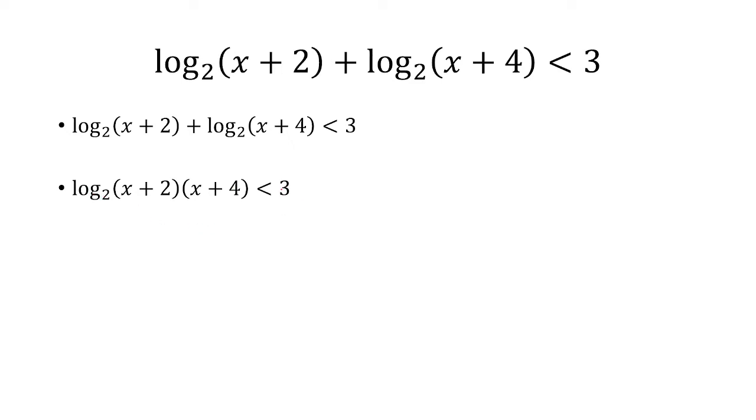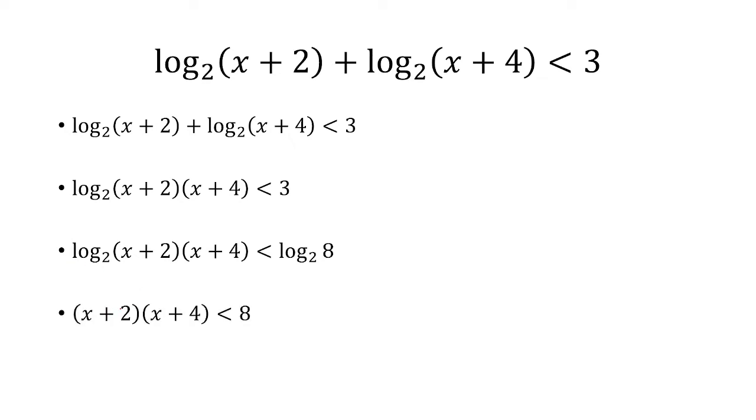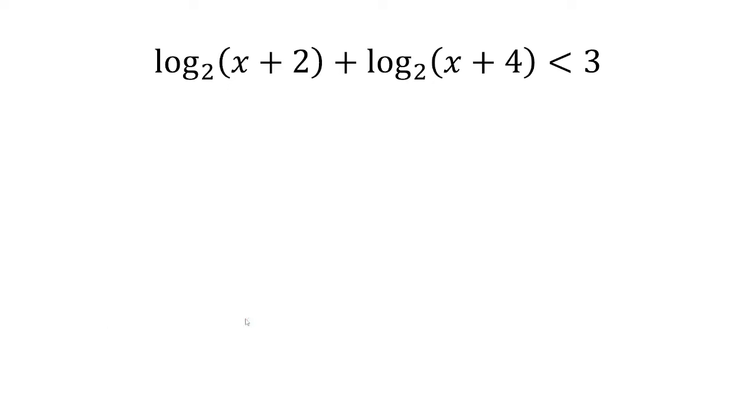Now we're going to rewrite 3 as log base 2 of 8. And the idea here is that these have the same base, so because log is an increasing function, we can cancel out the logs and just look at x plus 2 times x plus 4 is less than 8. So now the goal is to solve for x.